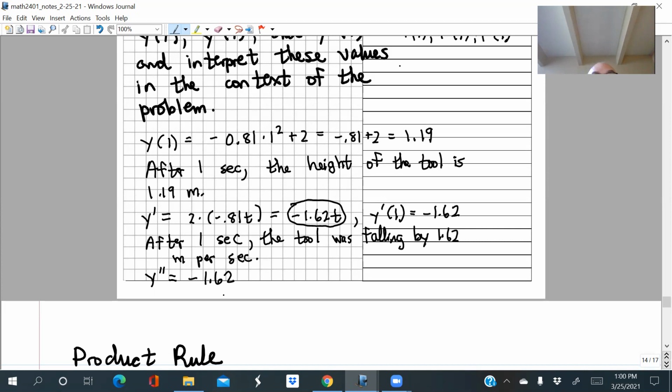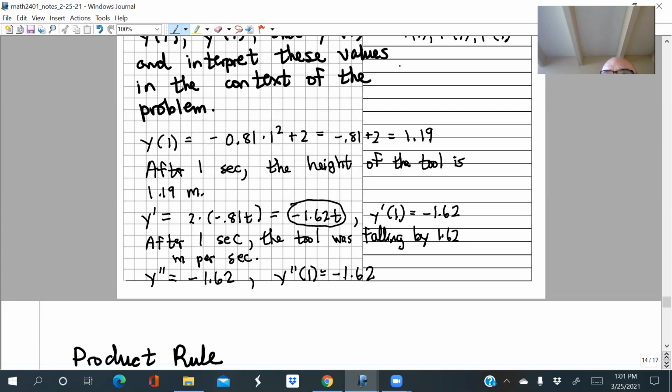So minus 1.62. Now, here's the hard part though, Lance. So you're on the spot here. So you have to explain to us what, well, we have to evaluate that at 1. But since that's a constant, when you plug 1 in here, you just get the same constant, right? So y double prime of 1 is minus 1.62 still, right? In fact, y double prime of anything is going to end up being minus 1.62.